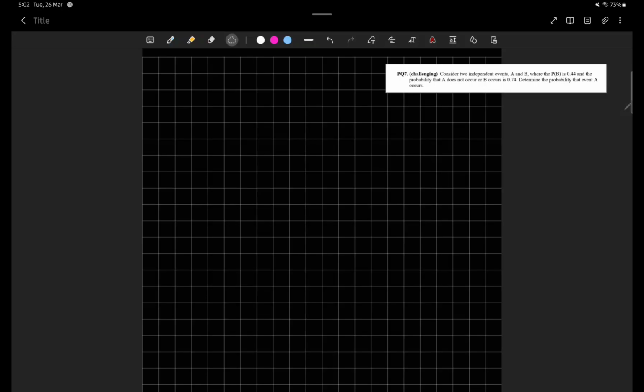Okay, well, the first bit of information is important. It says consider two independent events. Now, to test for independence, you have a couple of conditions. First, you have the probability of A times the probability of B equals their intersection.